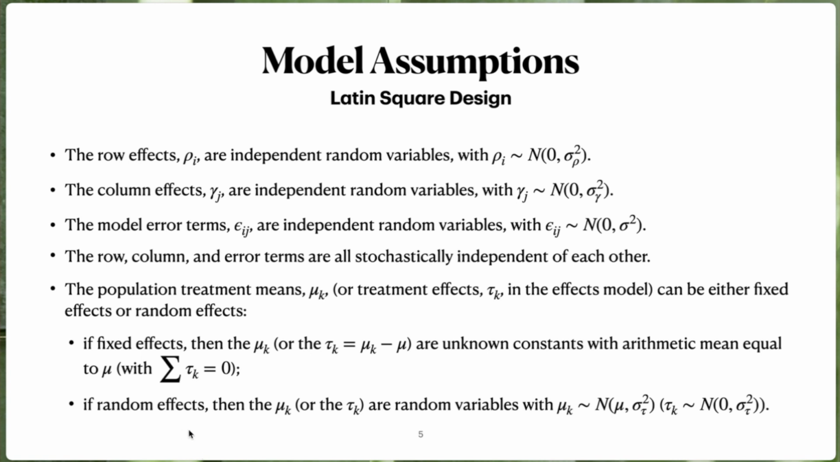Now, on the other hand, if the treatment effect is considered to be random, then the mu sub k's, or the tau sub k's if we're thinking about the effects model, would be random variables. In particular, under the means model parameterization, the mu sub k's would be random variables with a mean of mu, which is the overall population treatment mean, and a variance of sigma tau squared, and we would assume that they are normally distributed. If we are thinking in terms of the effects model, then the tau sub k's would have a mean of 0 and a variance denoted by sigma squared sub tau, and again, if distributional assumptions are needed, the standard assumption is that those are normally distributed.